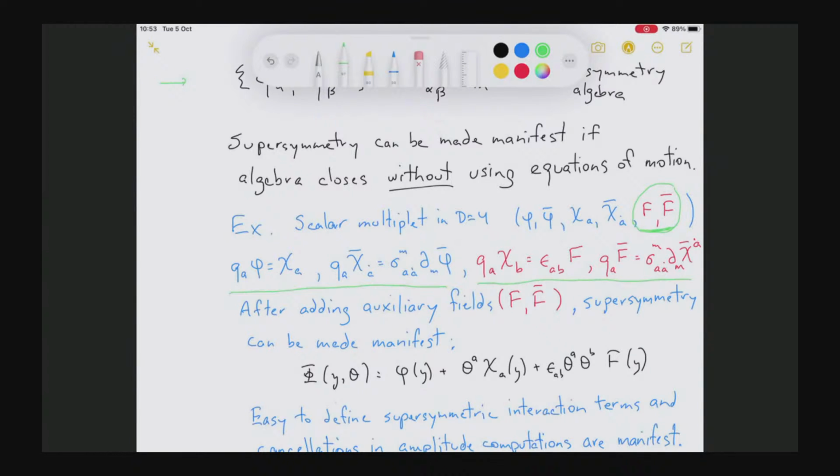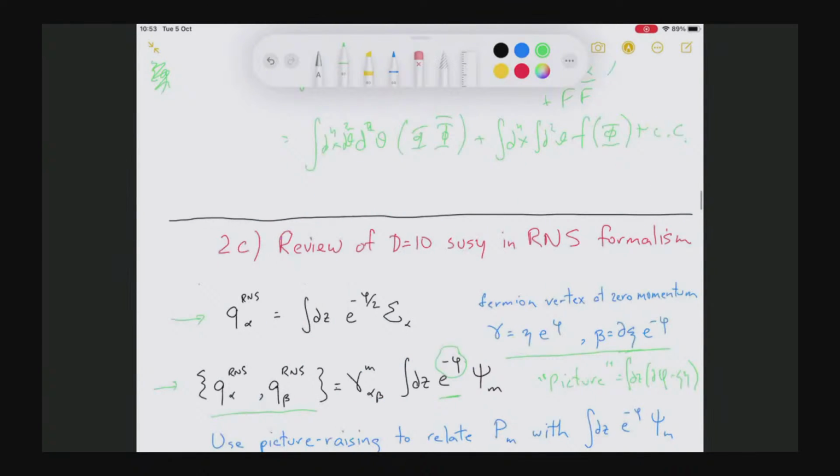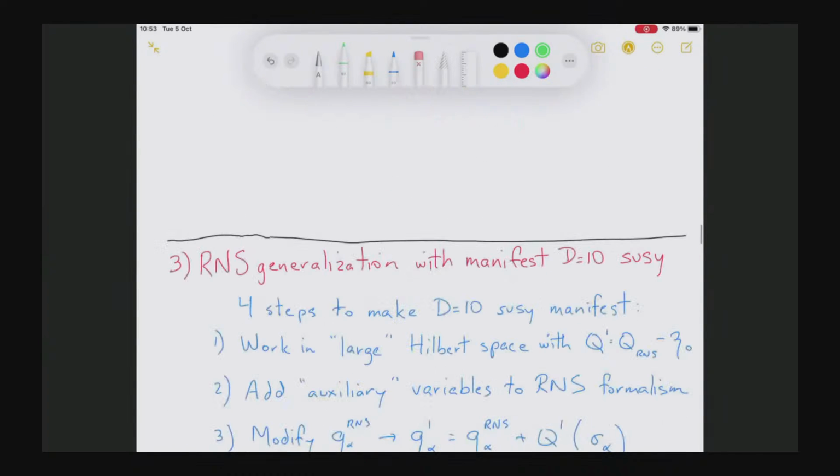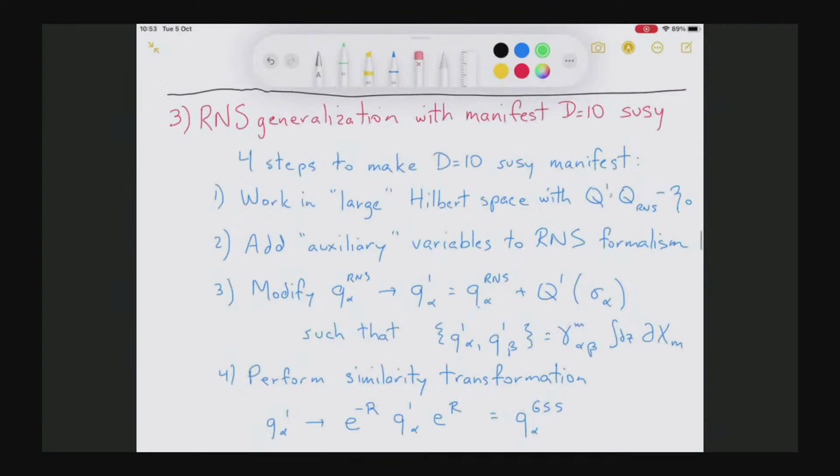So now what we're going to do is add some auxiliary variables to the RNS formalism in such a way that we remove this problem. This is going to be a generalization of RNS, which is going to involve some additional variables. That's why it's called a generalization of RNS. And these additional variables are going to play the role of these auxiliary fields that we needed to make spacetime supersymmetry manifest. Before telling you what the different steps are, we're going to need 4 different steps here to make spacetime supersymmetry manifest.